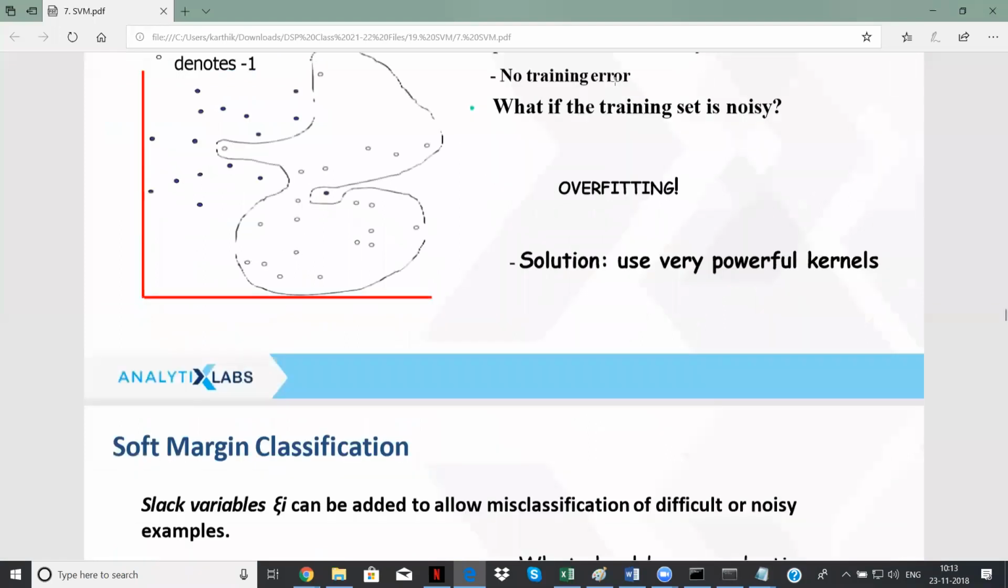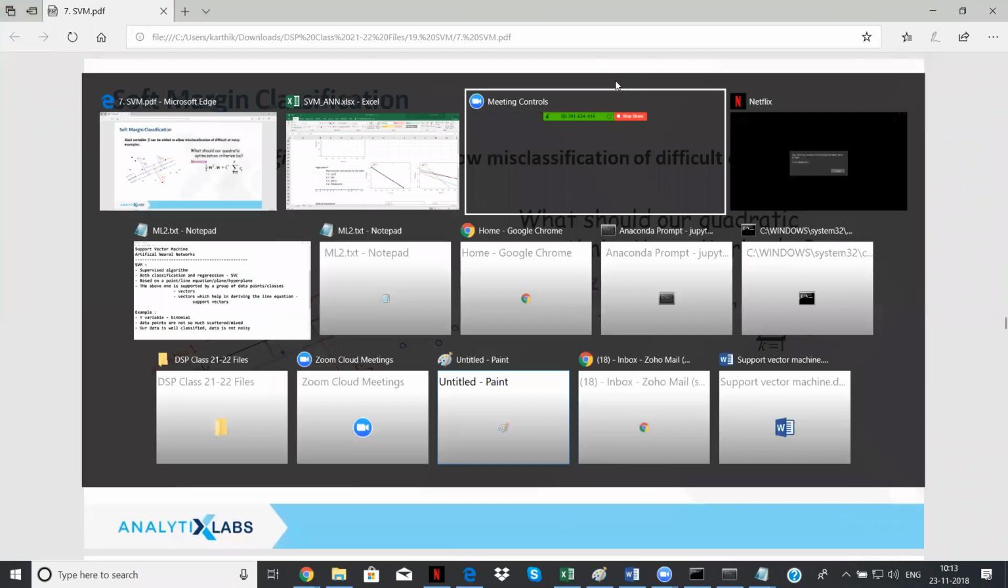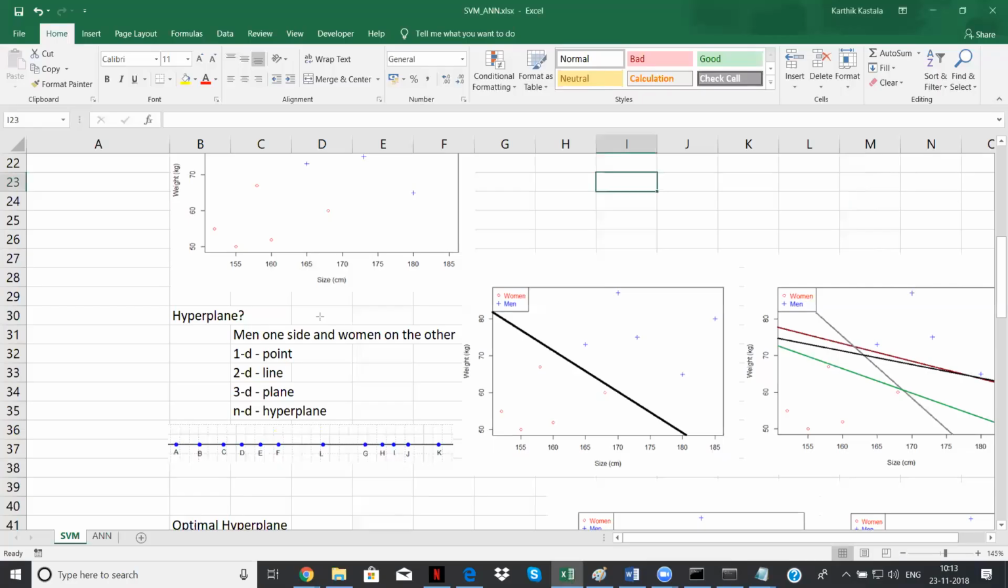And that mechanism is known as the kernel trick. The process in which you are transforming your data into a higher dimension is known as the kernel trick. Just a second, let me show it.